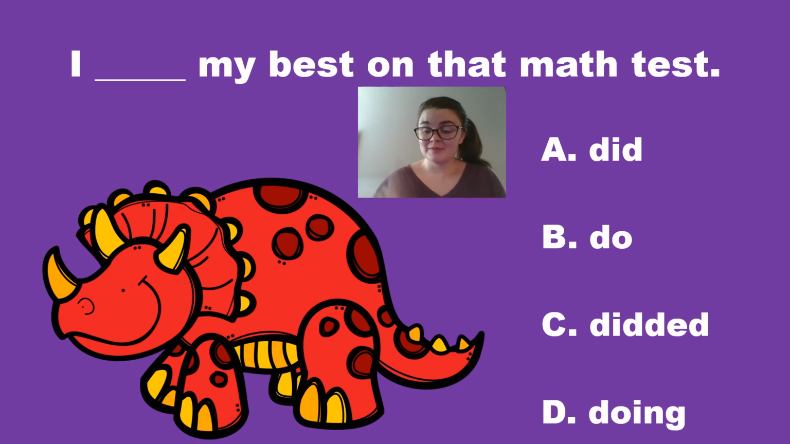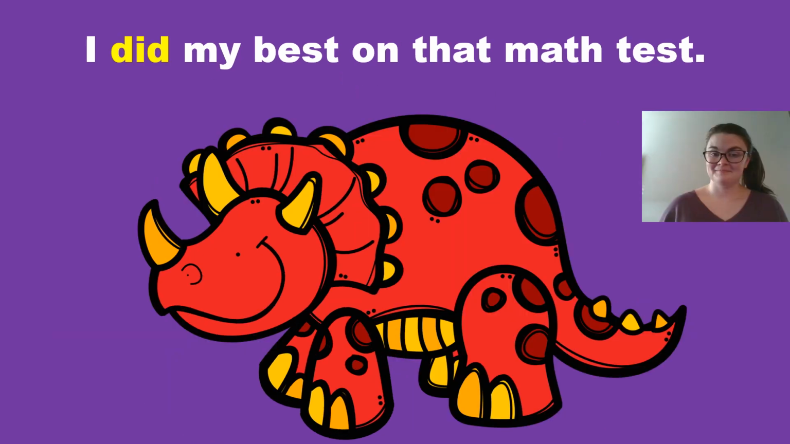Two more problems and then we're done. I blank my best on that math test. A, did my best on that math test. B, do my best on that math test. C, did my best on that math test. Or D, doing my best on that math test. Which one of those is the past tense verb that we would put? The answer is did. I did my best on that math test.